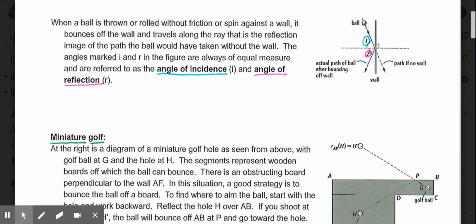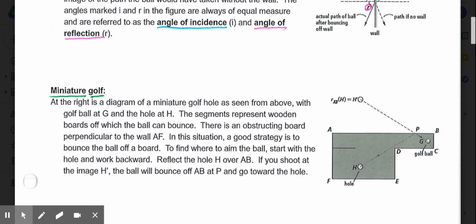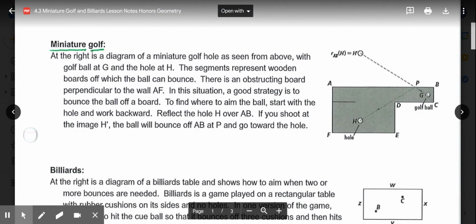Now, it's that same concept in both mini golf and billiards. If you're going to use a wall to get a bounce, this concept can be applied using our geometric constructions. So let's look at some examples here.